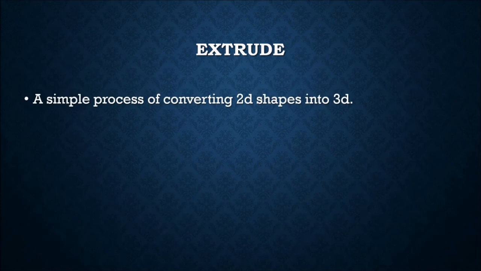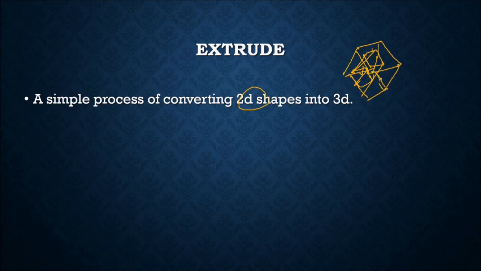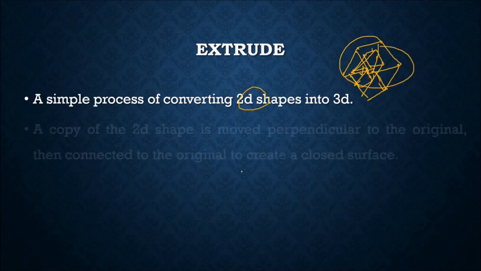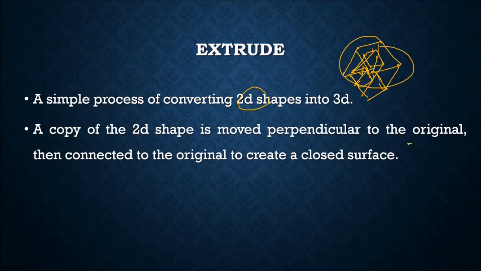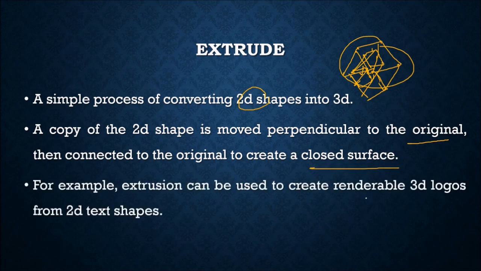What is extrude? A simple process of converting 2D shapes into 3D. See, this is, say, an image or some photograph. If we extrude it, and I combine it, this is how it looks in 3D. So this is extruding. A copy of the 2D image is moved perpendicular to the original, then connected to the original to create a closed surface. For example, extrusion can be used to create renderable 3D logos from 2D text shapes.